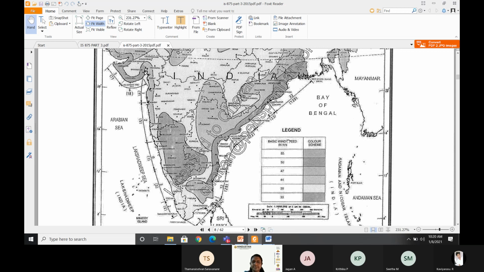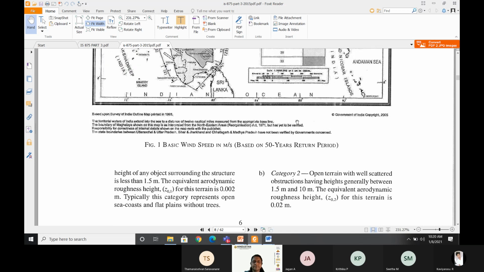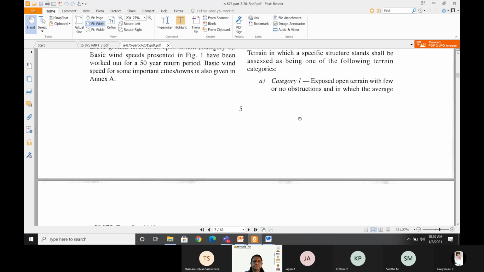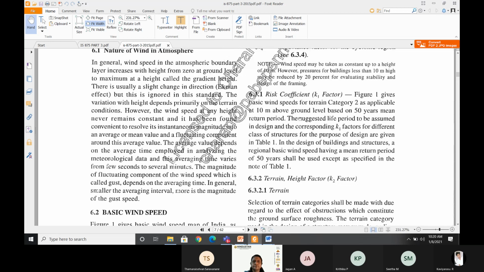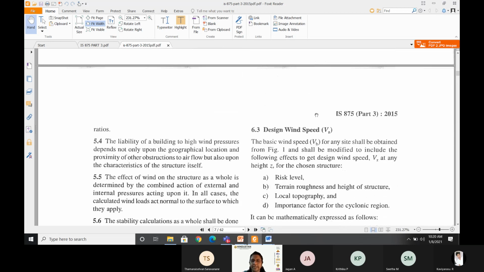So this is the basic wind speed, based on a 50 years return period. The past 50 years of information is collected, and from that the basic wind speed is determined. This is the codal provision. Please go through that. I will discuss only the important aspects, how to calculate the wind load.